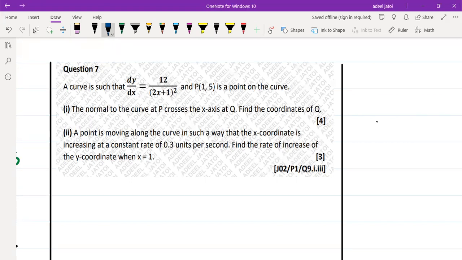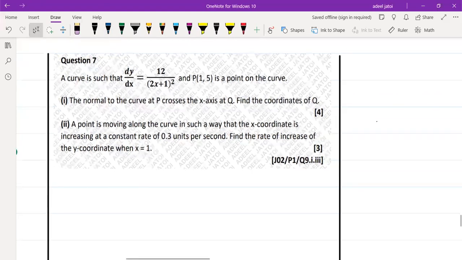But at the moment, what is important is part 2. The question says a point is moving along the curve in such a way that the x coordinate is increasing at a constant rate of 0.3. So that means they are talking about dx upon dt, which is 0.3. Find the rate of increase of the y coordinate. That means the examiner wants us to find dy upon dt.